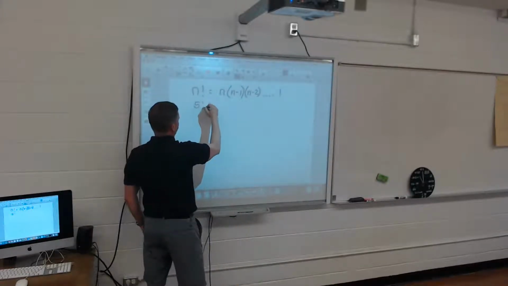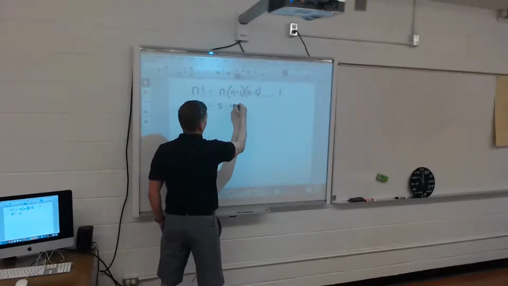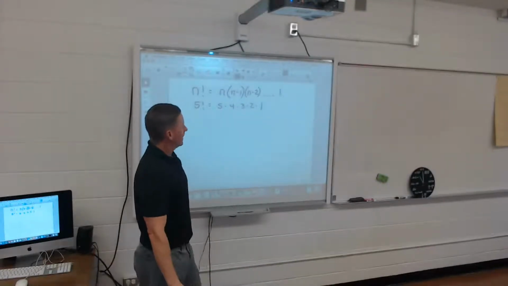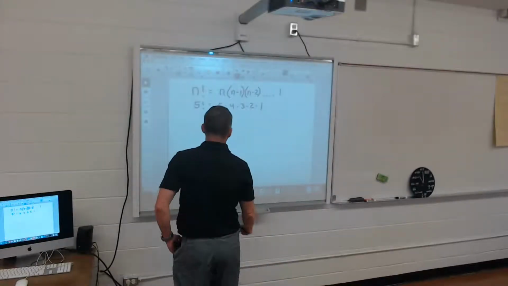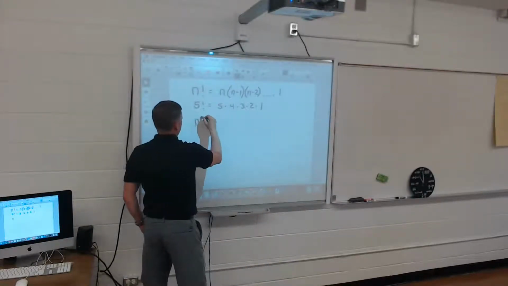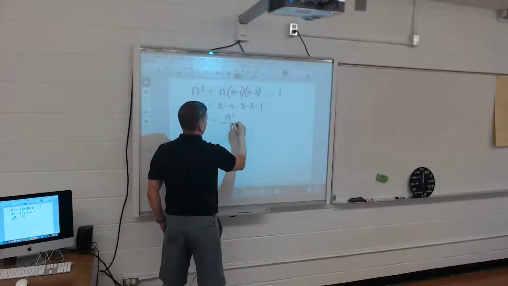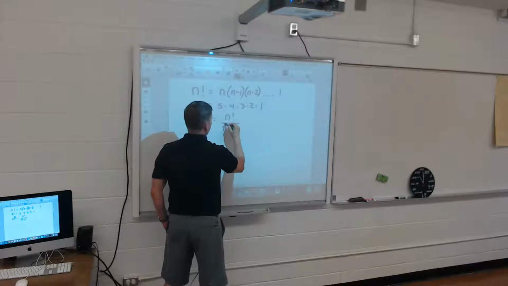Down to 1. So for example, 5 factorial is 5 times 4 times 3 times 2 times 1. All right, so that was the first thing. A permutation, nPr, is n factorial over n minus r factorial.